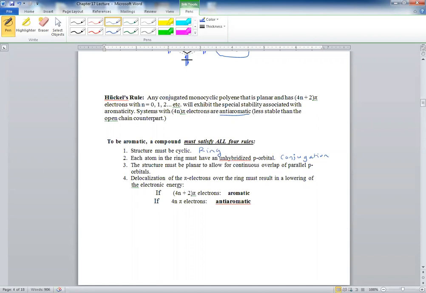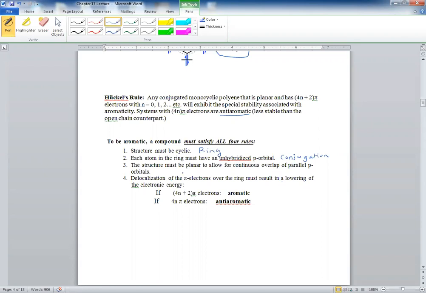So chapter 16 is crucial for this chapter, so make sure you go back and review conjugation. The structure must be planar to allow for continuous overlap of parallel p orbitals. Absolutely, you have to have a planar structure, because you can't have, say, a rigid structure where no overlap is possible. So you have to have a planar structure.